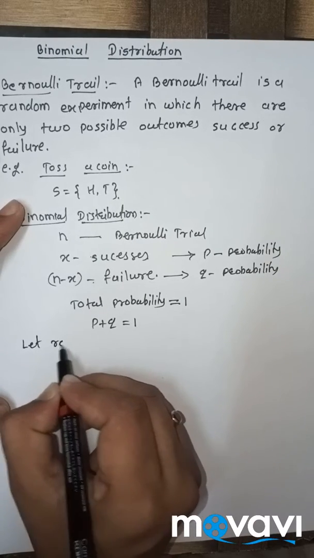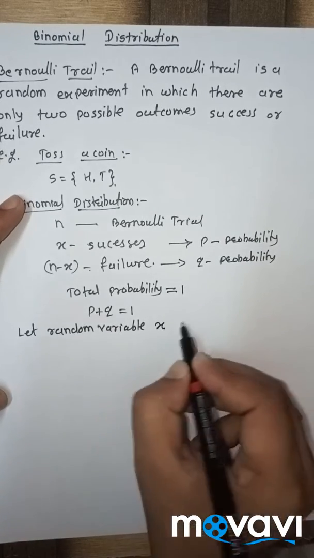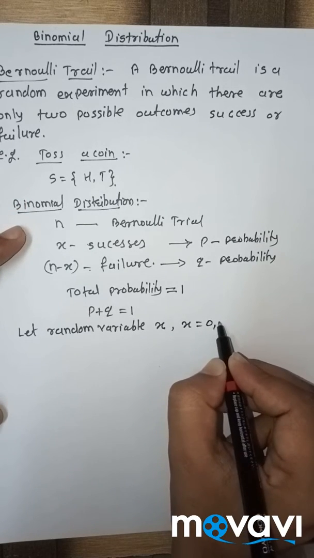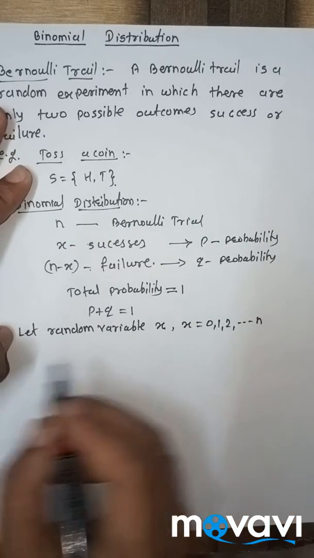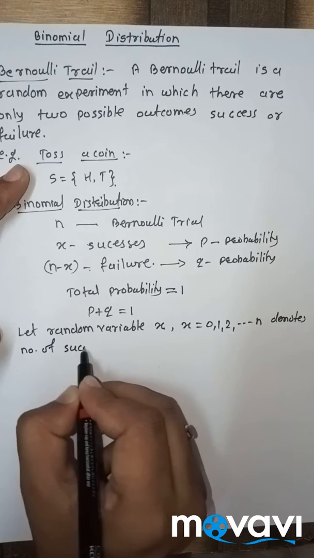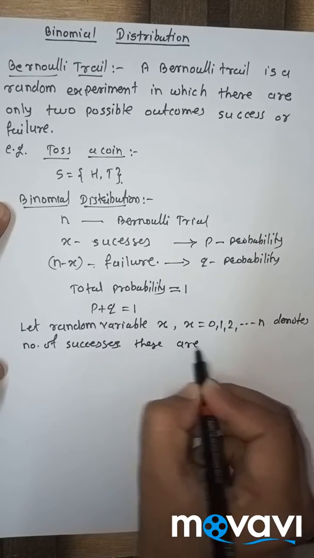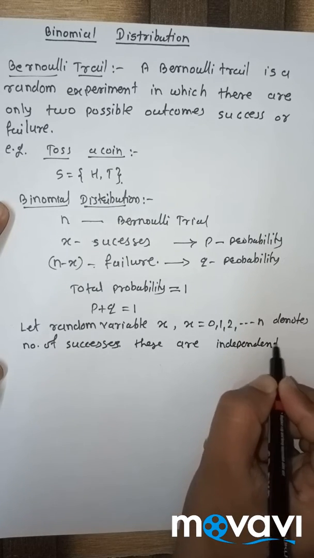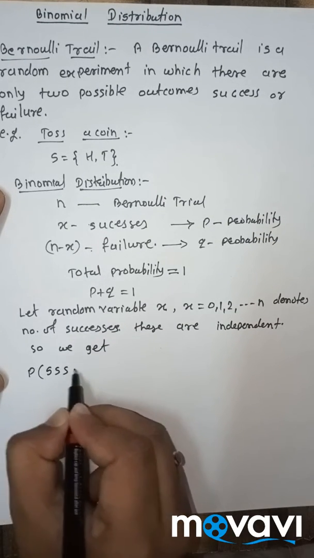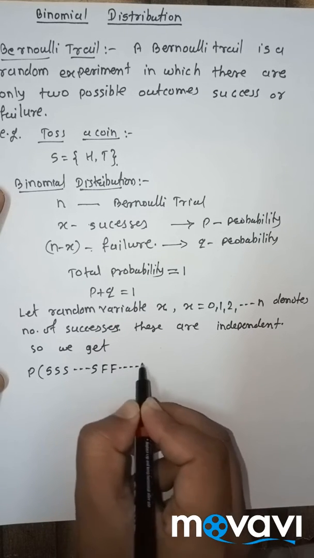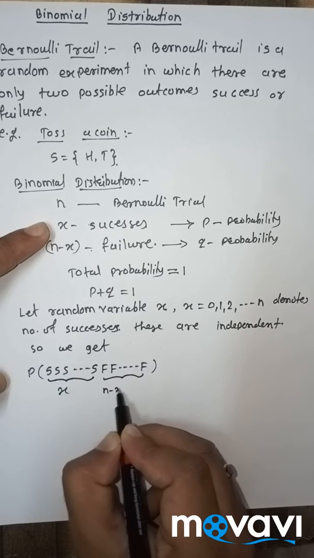Let random variable x, where values of x are either 0 or 1 or 2 up to n, because we have considered n Bernoulli trials. Number of successes, and we know that these trials are independent. So we get probability of successes and failures. We know that these successes are x times and these failures are n minus x times.